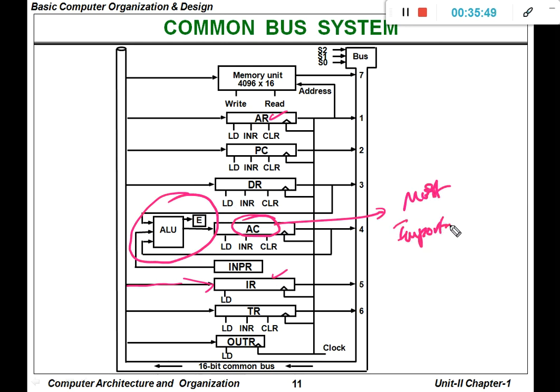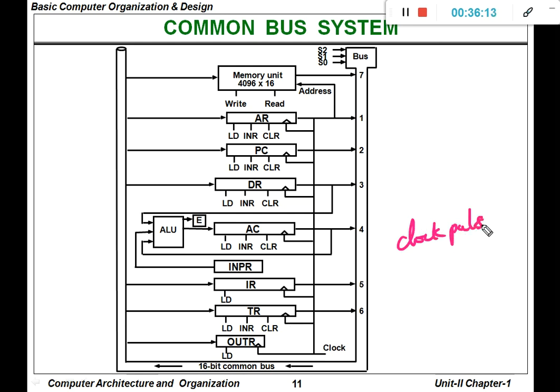Because it is used in the arithmetic logic unit to perform the arithmetic operations as well as the logic operations. In addition to all these connections, we should note that all of these operations should be performed based on the clock pulses. Using a single clock pulse, we are going to perform these operations. We are going to perform multiple operations also.